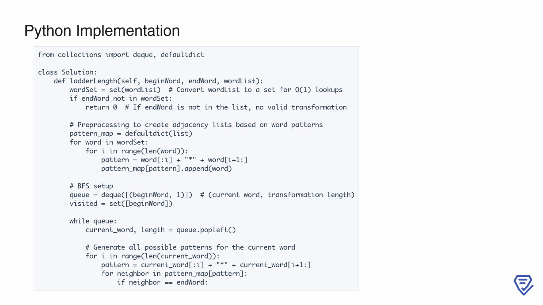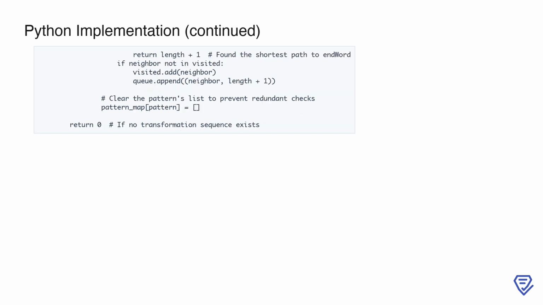After this setup, we initialize a breadth-first search, BFS, using a queue. The queue stores tuples containing the current word and the transformation length, starting with the begin word and a length of 1. We also initialize a visited set to avoid revisiting words, which helps prevent infinite loops during BFS traversal. The BFS loop continues as long as there are items in the queue.